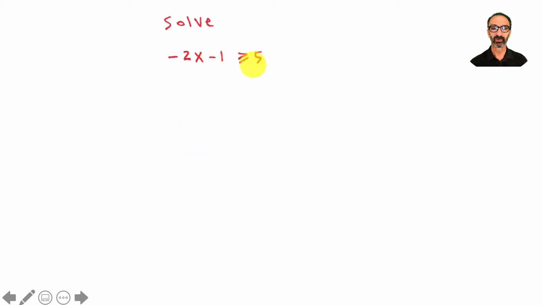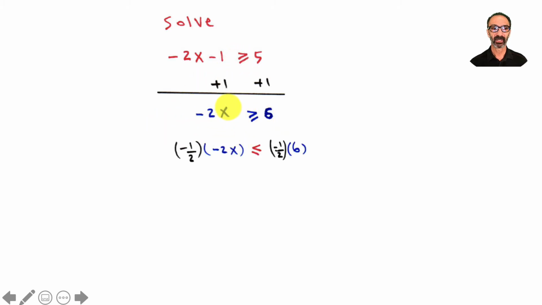We're going to add 1 to both sides. I have minus 2x is greater than or equal to 6. This does not flip when you add. Multiply both sides by -1/2 or divide both sides by -2, either way. This simplifies to x less than or equal to -3. Notice that I'm changing the color right here to show you that it was flipped because I'm multiplying by -1/2, which is a negative number.